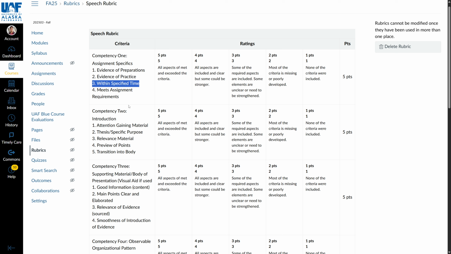And then lastly, meets assignment requirements. This goes more to if I have you do an informative speech and you instead try to do a speech persuading your audience to do something, that's not meeting the requirements, and so you'll lose points here for that. And then vice versa, if I ask you to persuade your audience to do something and you're only informing them about a topic, then you're not meeting the assignment requirements.